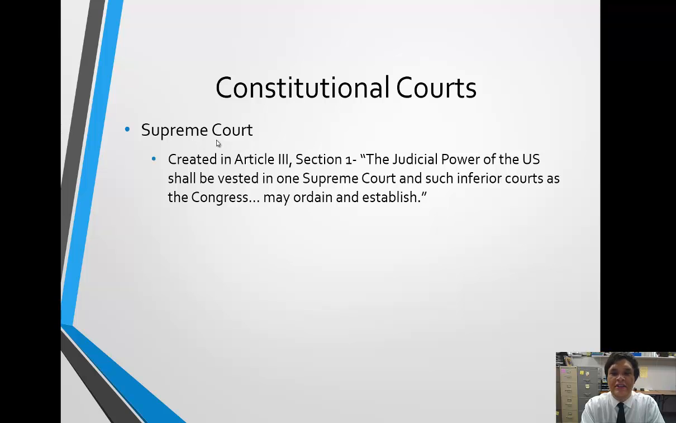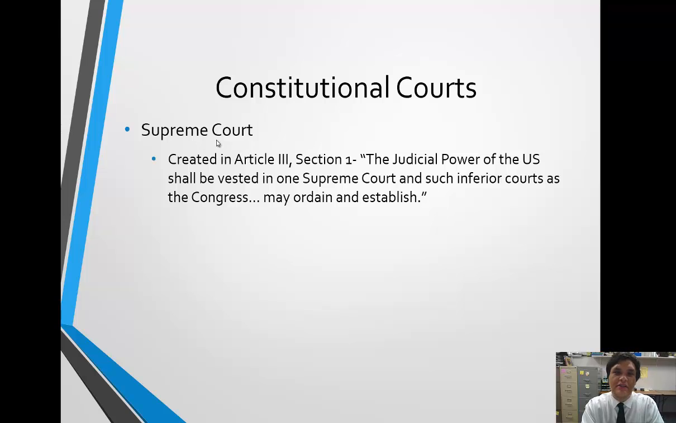It states that the judicial power of the U.S. shall be invested in one Supreme Court and such inferior courts, those courts of appeals and those district courts, and such inferior courts as the Congress may ordain and establish. That's a very interesting clause because Congress actually does have the power to establish more courts if they want to.